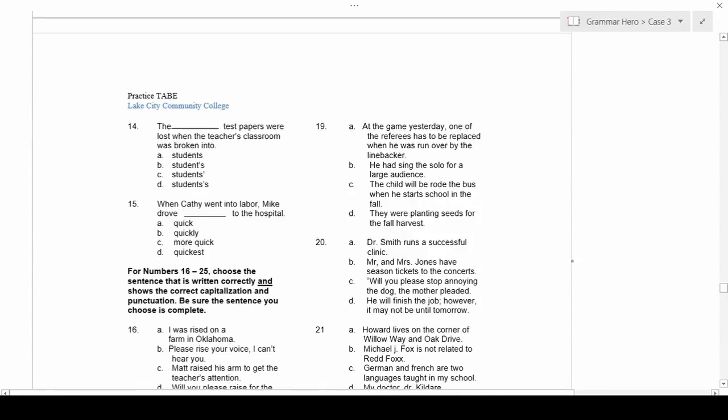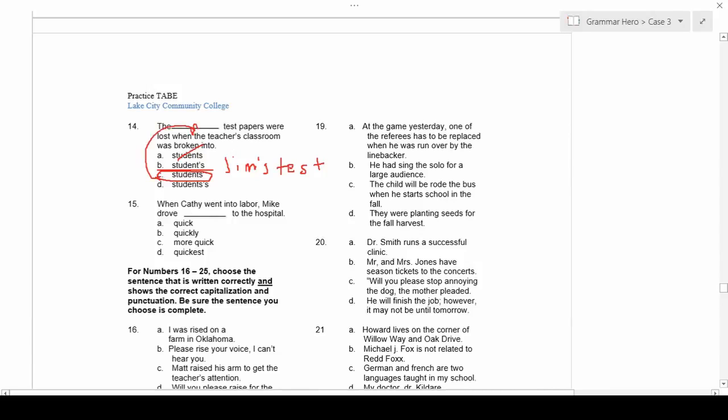Number 14, the blank test papers were lost when the teacher's classroom was broken into. This is testing your ability to use an apostrophe. So we know we're going to need an apostrophe. We can get rid of that one. So it's specifically testing your knowledge of a plural apostrophe. So this is referring to one student, like Jim's test, whereas this is referring to the entire class, so that's why we would put that one in there.